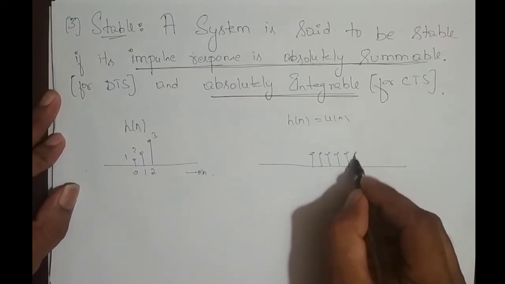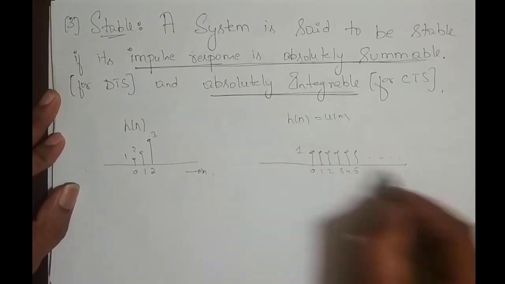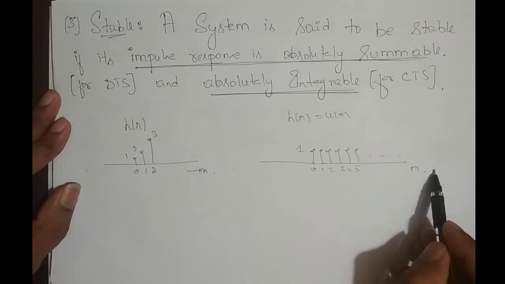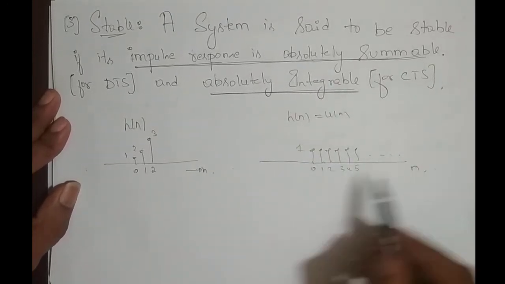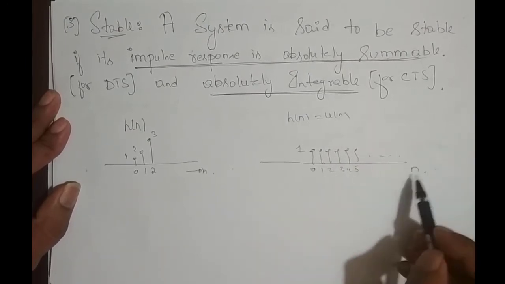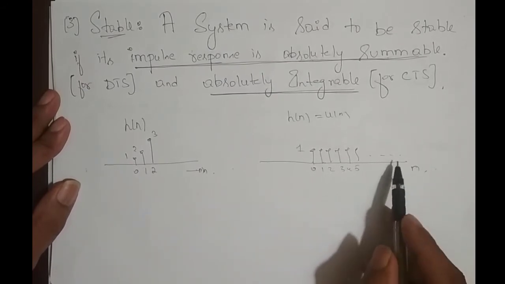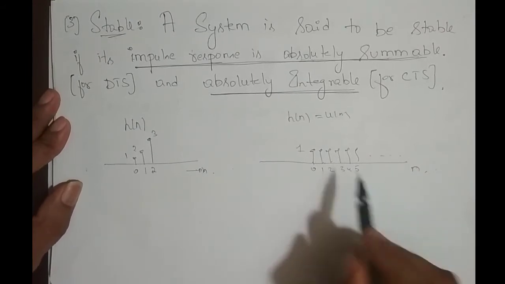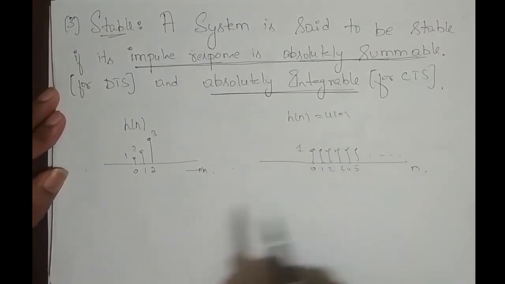For example, if h of n is u of n, which is a unit step function, it is 1 everywhere for n varying from 0 to infinity. Now when I sum it up for n varying from minus infinity to infinity, is it absolutely summable? No, it goes to infinity, right? Because 1 plus 1 plus 1 plus 1 till n is equal to infinity. So it is actually not summable. This system will blow up. It goes to infinity. This is an example of an unstable system. This is not absolutely summable.